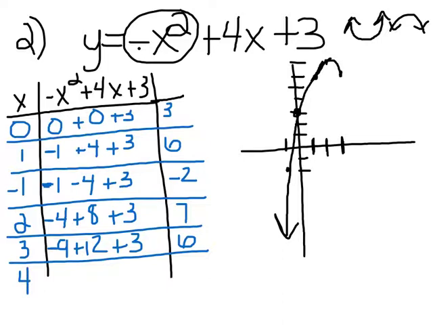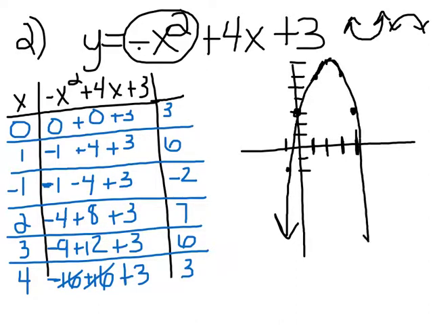Let's plug in 4. 4 squared is 16, and we do have that negative sign. 4 times 4 gives us a positive 16, and we have plus 3. Again, notice how we have another 3 as a y value, but this is at 4, 3. And now we can draw the rest of our parabola, which looks like this.